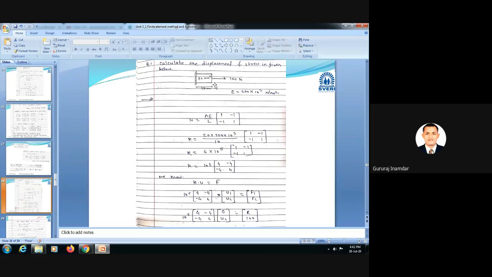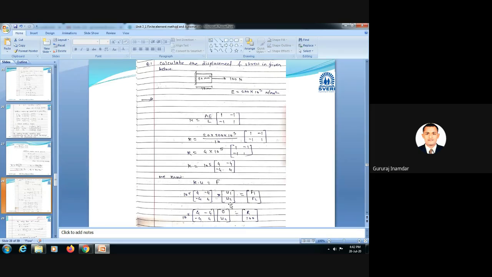One element is nothing but the two ends. The second end is at the fourth point, where we have given the load. For that purpose we have taken two nodes. Two nodes is nothing but one element. So for that purpose we have taken in matrix U1 and U2. Node 1 and node 2: displacement at node 1 is nothing but U1 and displacement at node 2 is nothing but U2.